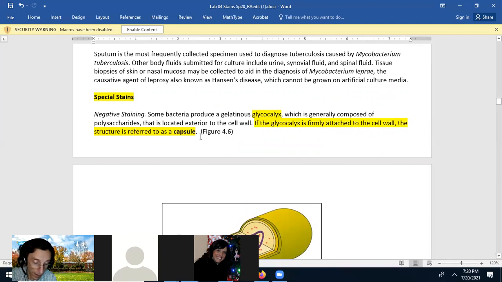You could also use a special stain to stain a flagella. That's a structure that is not normally stained by the staining process, and so you will not normally see it under the microscope unless you use a special stain called the flagella stain to stain the flagella.